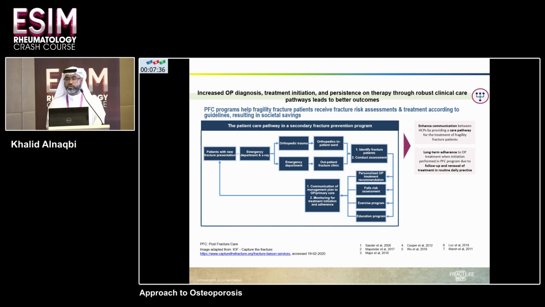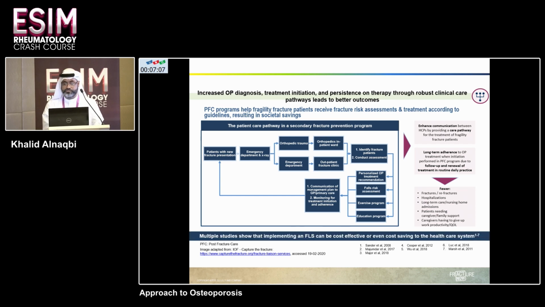There is long-term adherence to osteoporosis treatment when initiation is performed in the post-fracture care program, due to follow-up and renewal of treatment in routine daily practice. And finally, this will result in fewer fractures or refractures, fewer hospitalizations, fewer long-term care or nursing home admissions, fewer patients needing caregiver or family support, and finally, fewer caregivers having to give up work productivity or quality of life. Multiple studies show that implementing a fracture liaison service can be cost effective or even cost saving to healthcare systems.